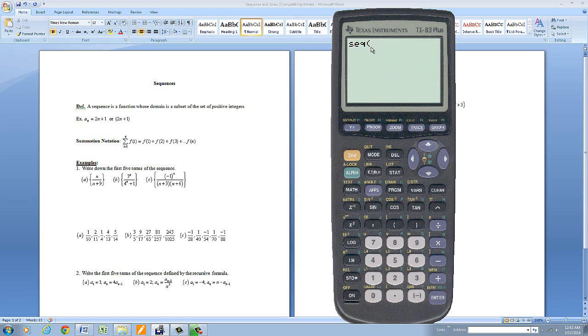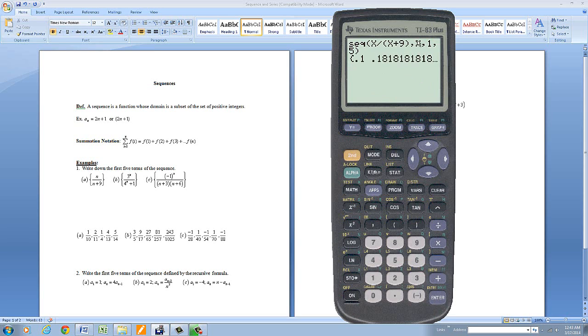And for this one, I simply put the formula. So what's my formula right here? n over n plus 9. So it doesn't matter what variable you use. I'm just going to use x. So it's x divided by, and then put this in parentheses, x plus 9. Close parentheses, and then hit a comma, and then tell the calculator the variable you're using. So put an x there, comma, and then the range of the numbers. So you want the first 5 terms, so it's going to go from 1, comma, 5. And then hit enter.